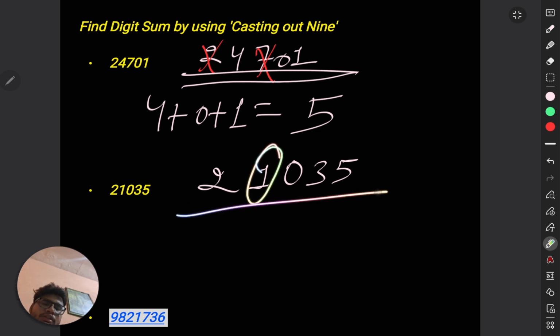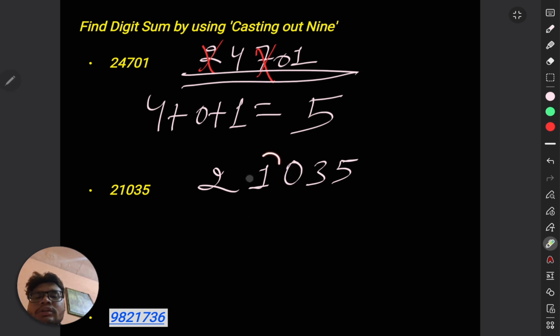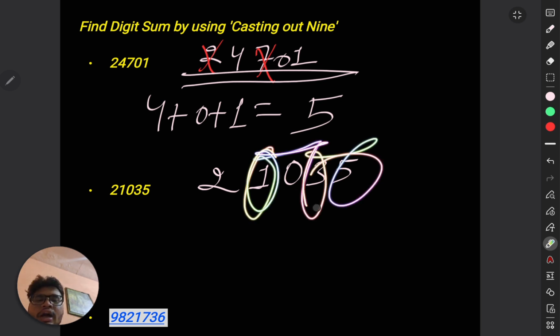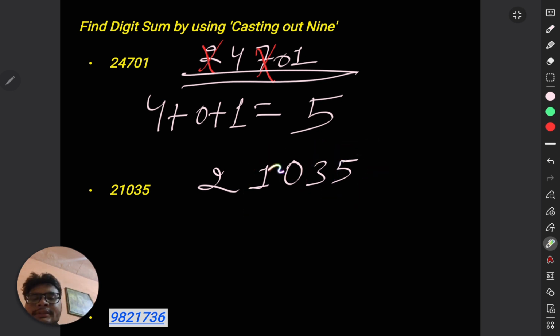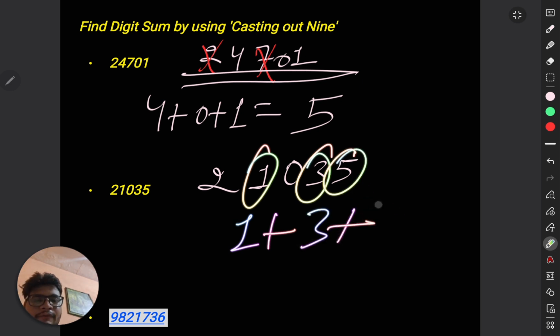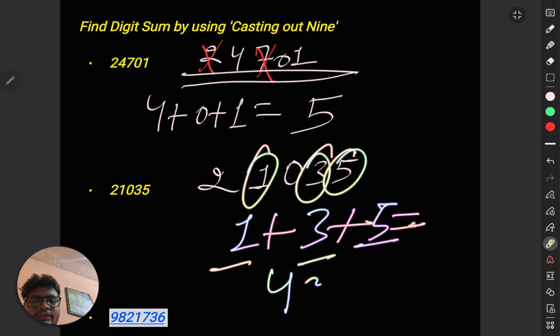If you notice in this number, some digits are available for making 9 by adding up. So here are 1, 3, 5. These digits are available for making 9 by adding up. So when we add 1 plus 3 plus 5, what will we get? 1 plus 3 is equal to 4, and 4 plus 5 is equal to 9.